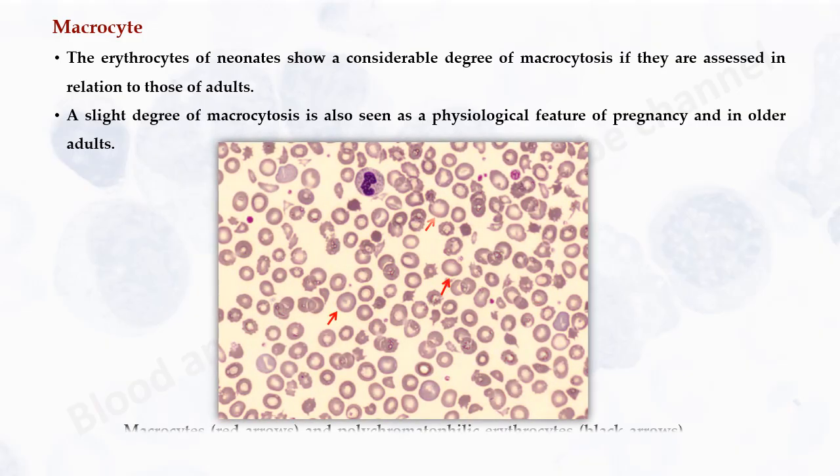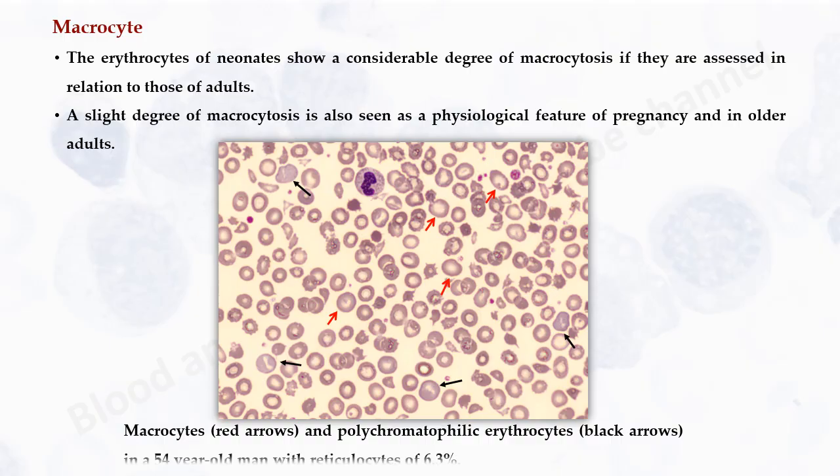The peripheral blood smear shows macrocytes and polychromatophilic erythrocytes in a 54-year-old man with reticulocytes of 6.3%.